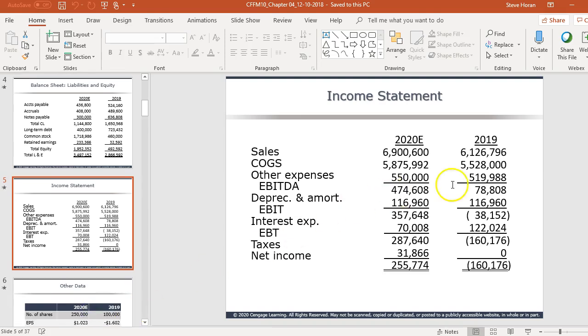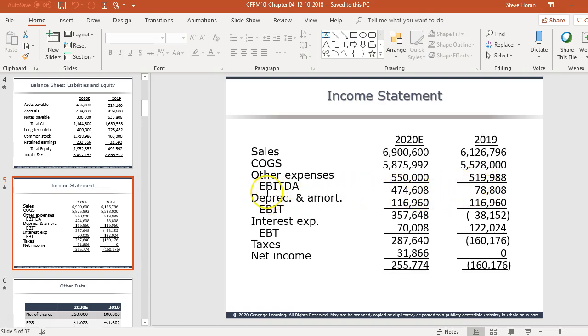On the income statement then, between 19 and 20, you can see 19 was not a good year. We had a net loss. You can see that down here. So good news is they're projecting some changes. They're projecting that revenues will go up and cost of goods sold will also go up, but thankfully not in the same amount as revenues. So therefore they'll have some profits.